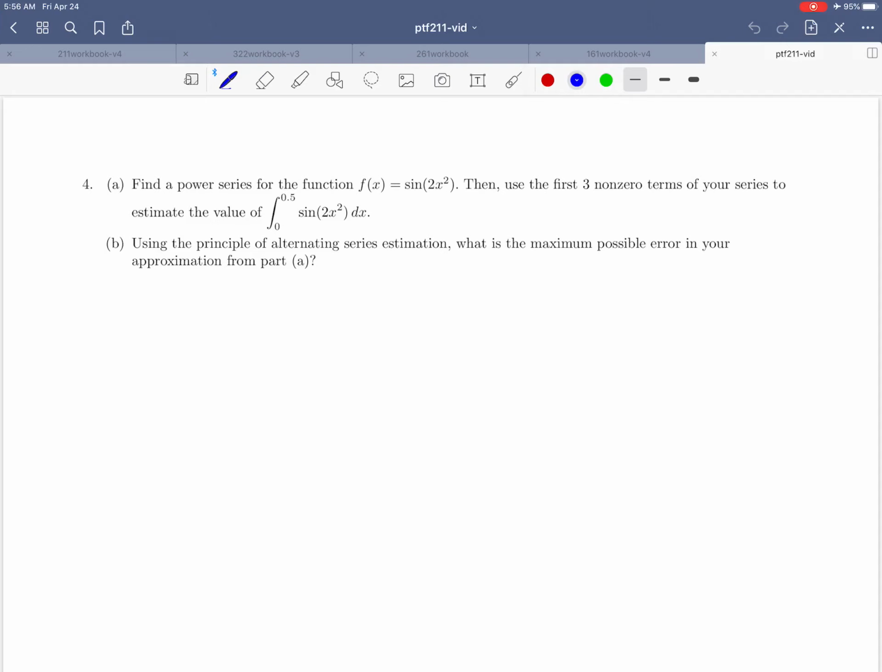Hello everybody and welcome to exercise 4. And in this problem, they're asking us to estimate an integral using the method of power series.